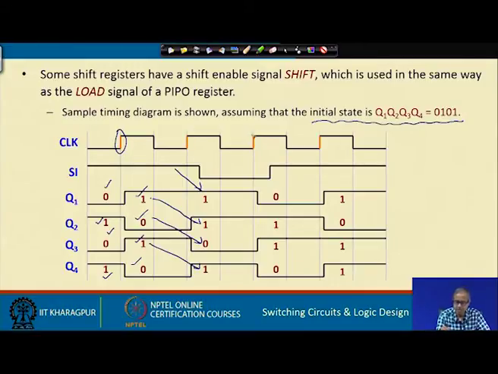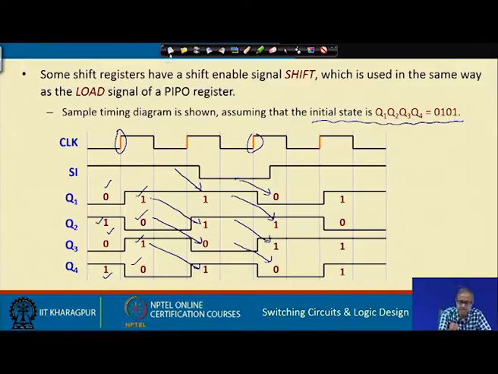Similarly, when the next clock comes here, now SI is 0. So, this 0 will come here, this 1 will come here, this 1 will come here, and this 0 will come here. So, there is shifting going on, bits are getting shifted: q 1 to q 2, q 2 to q 3, q 3 to q 4.